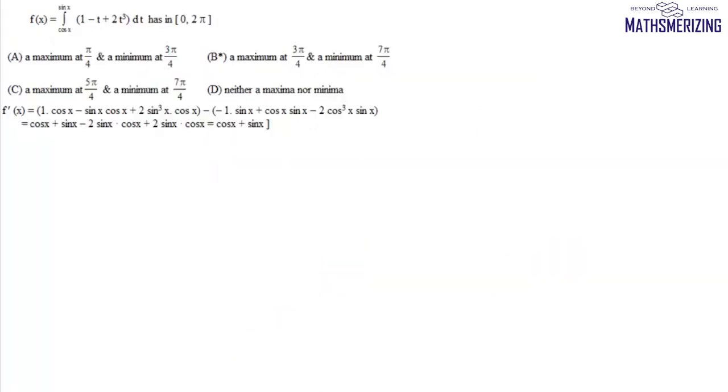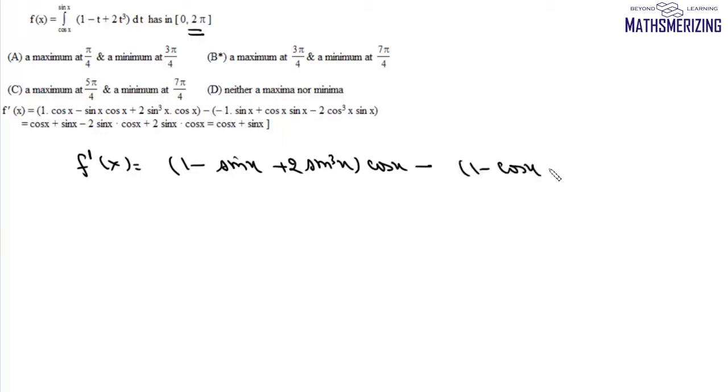Now here the question is, we are given this function f(x) and we need to find its maxima and minima in the interval 0 to 2 pi. Now we find f'(x). f'(x) will be (1 - sin x + 2 sin^3 x) into the derivative of sin x, which is cos x, and then minus, for the lower limit, (1 - cos x + 2 cos^3 x), and then the derivative of cos x is minus sin x.